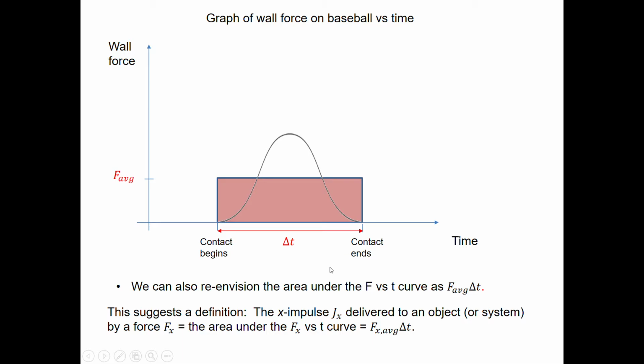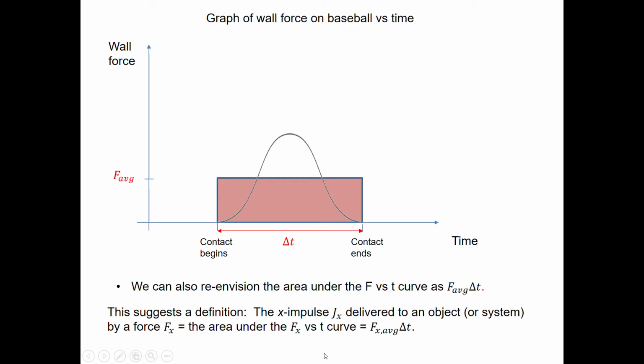And this suggests a definition that's going to be important for how the velocity of a ball is changed by a force acting on it. We're going to define the x component of the impulse delivered to an object or a system by a force, and we'll imagine here that the force is acting along the x direction. So the x component of the force, you can imagine in that ball case, the force of the wall on the ball was to the right. If we call that the plus x direction, then we would say that the impulse delivered is the area under the Fx versus t curve.